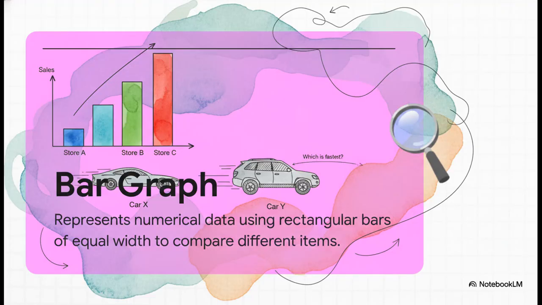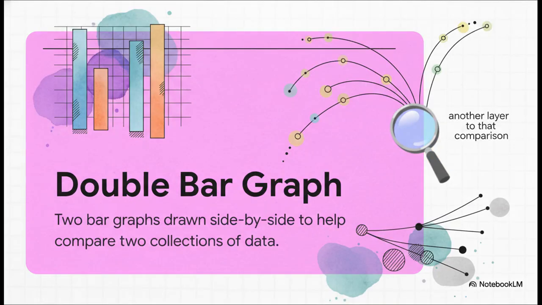First up, the absolute workhorse of data visualization, the bar graph. Its main job is one thing, comparison. How do sales in store A compare to store B? Which car is fastest? If your question is basically, which one is more or less, a bar graph is almost always your best friend. So what if you want to add another layer to that comparison?